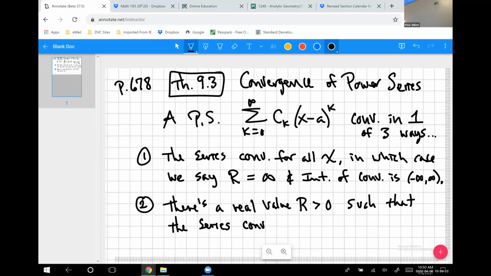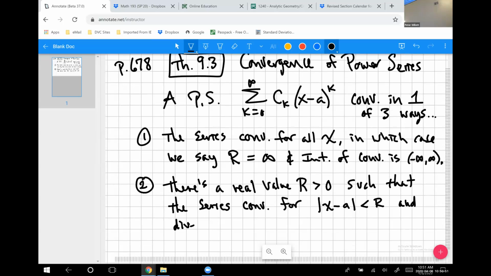How would I write that? The series converges for, and this looks kind of like our epsilon delta definitions, for the absolute value of x minus a being less than r, and diverges if it's bigger than r. And so then we say the radius of convergence is r.